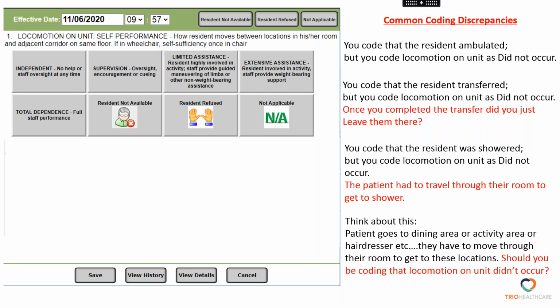Think about this. A patient goes to the dining area or an activity area or to the hairdresser. They have to move through their room to get to these locations. Should you be coding that locomotion on unit didn't occur?